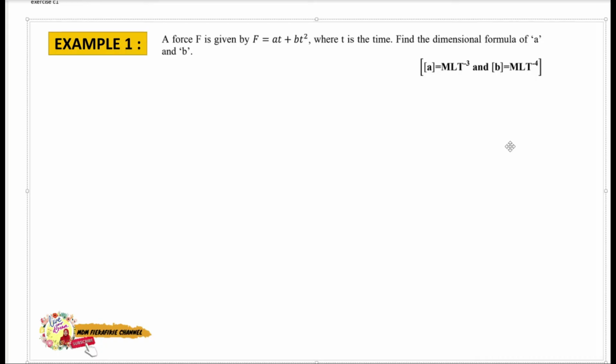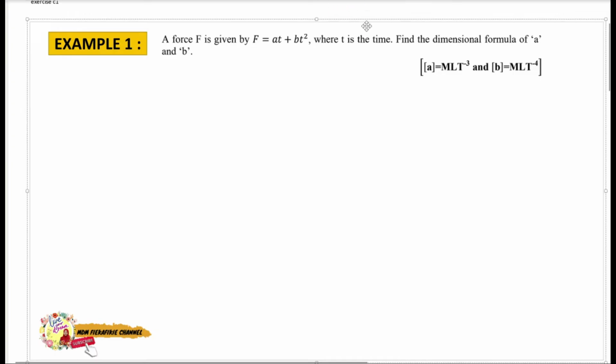So dalam video kali ini kita akan discuss 4 soalan berkaitan dengan chapter 1 iaitu dimension and resolving vector. So jom kita mulakan dengan discussion untuk soalan yang pertama.